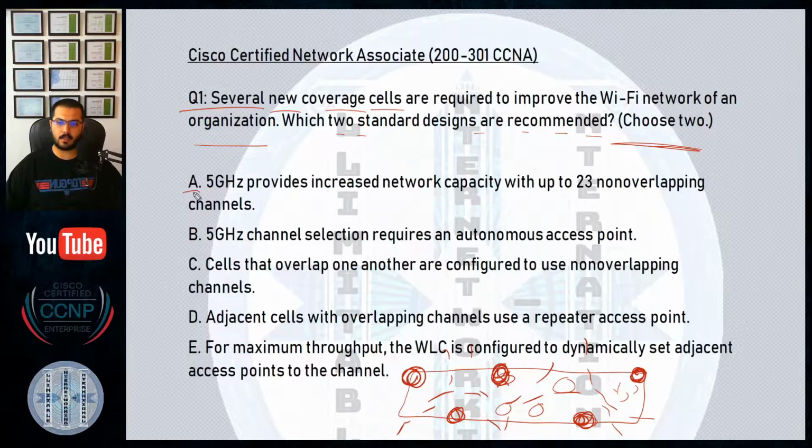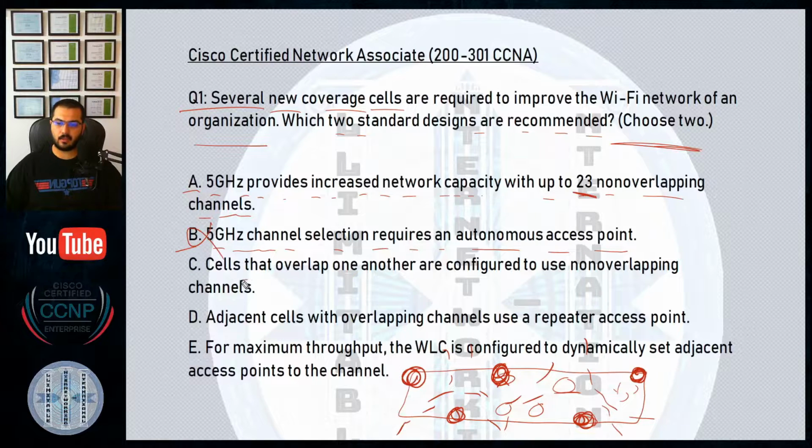Number 1, or A, says that a 5 GHz provides increased network capacity with up to 23 non-overlapping channels. I doubt that, because I believe that the 5 GHz does not give a total of 23 non-overlapping channels. Yes, the 5 GHz does provide non-overlapping channels, but I believe they were like 22 or something. We'll go back to that. B, 5 GHz channel selection requires an autonomous access point. No, this has no idea about the type of the access point. It's either the access point supports broadcasting using Wi-Fi 5 GHz or not. That's it. It's not about the mode.